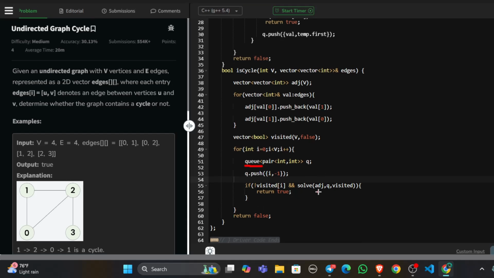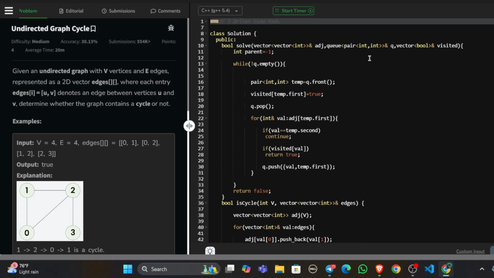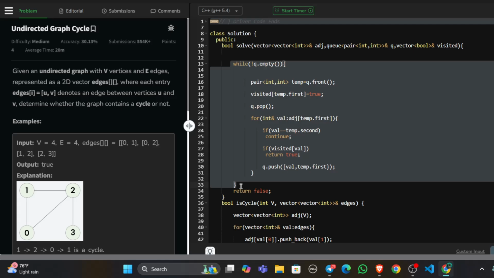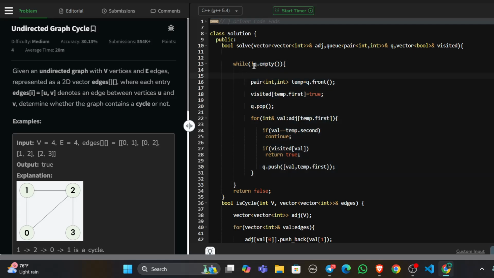Simply on that, we have to call the function, and we get the result. Here we have the adjacency list. In this, we have to call the traversal. Now, initially we have to set the parent, but this is not known. This is the basic code of the DFS traversal. If the queue is not empty, then we have to run it.